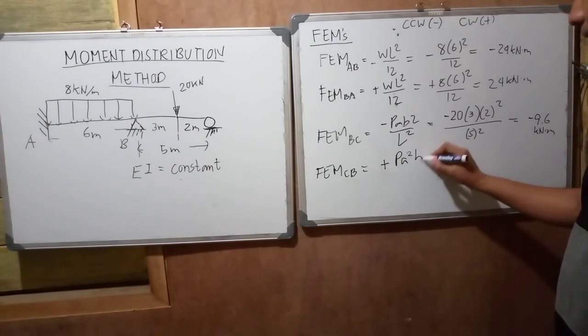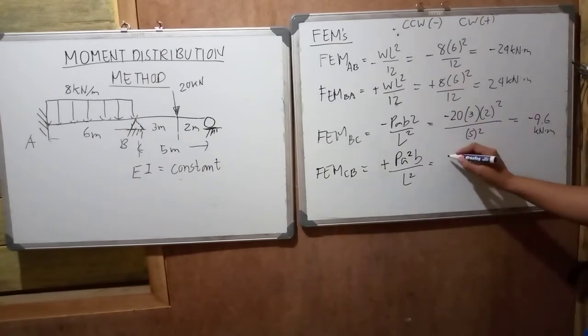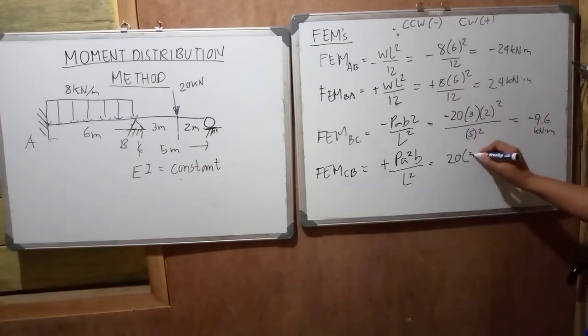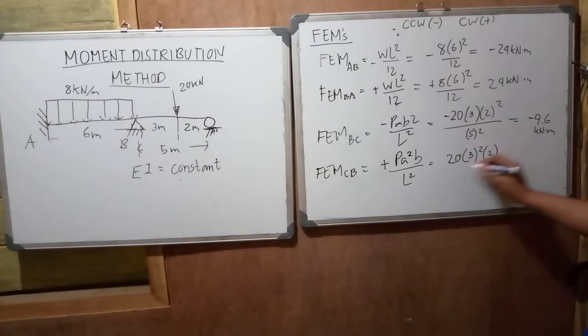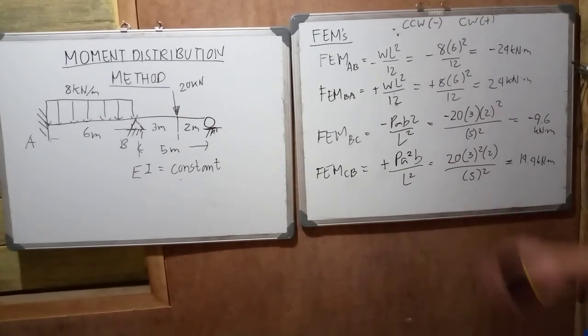So, we have PA squared over L squared. Positive 20 times 3 squared times 2 over 5 squared. So we have 14.4 kilonewton meter. We will do the same thing. So, those are the fixed end moments.